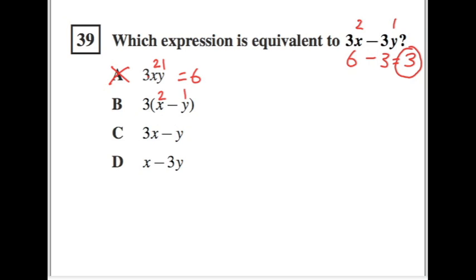X is 2, y is 1. So 2 minus 1 is 1. And 3 times 1 is 3. Okay, might be this one. Might be this one. Let's check and make sure.